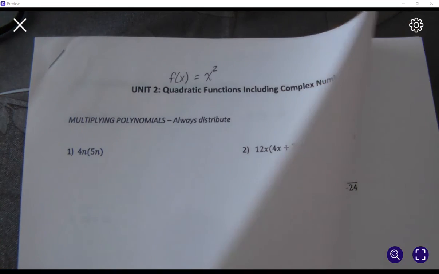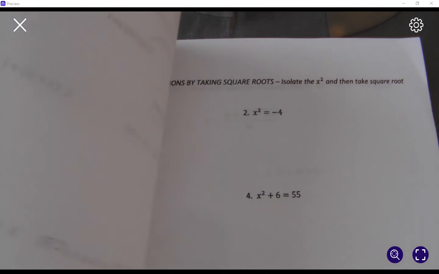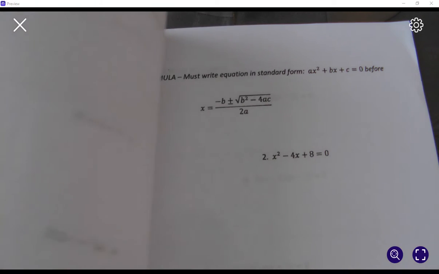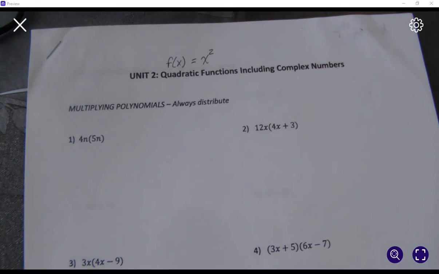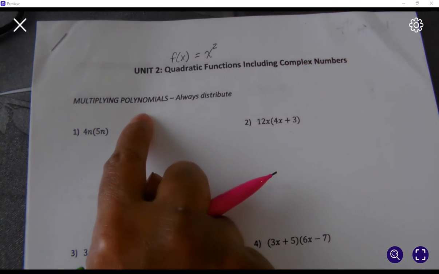But before we get to quadratics, we are going to spend time learning how to simplify, factor, and everything before we get to our quadratic functions later in this unit. So we spend a big amount of time practicing how to simplify, how to multiply, and all this stuff. So the first thing is multiplying polynomials.